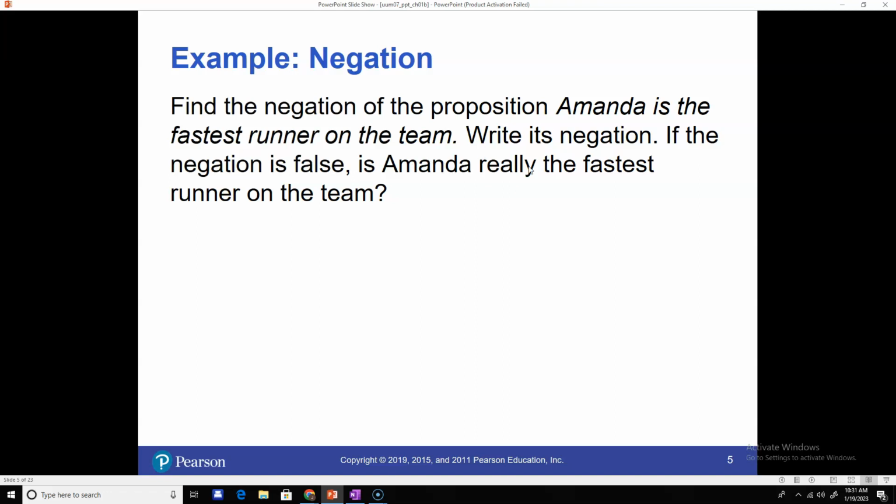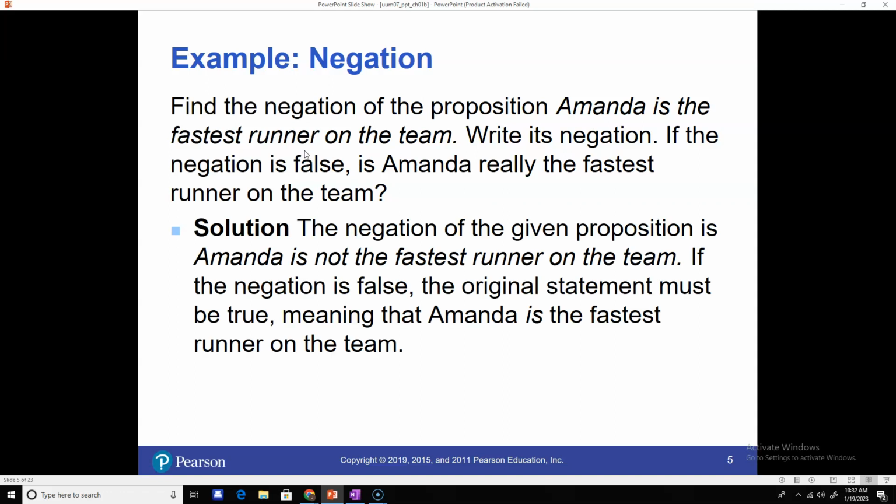So if Amanda is really the fastest runner on the team, the negation, Amanda is not the fastest runner on the team, is false. So it says if the negation is false, that would make the original statement true. So that would make Amanda the fastest runner on the team. So the negation, Amanda is not the fastest runner on the team, as we said. If the negation is false, the original statement must be true because they have to have opposite truth values.